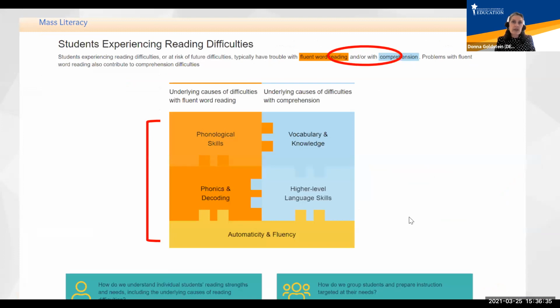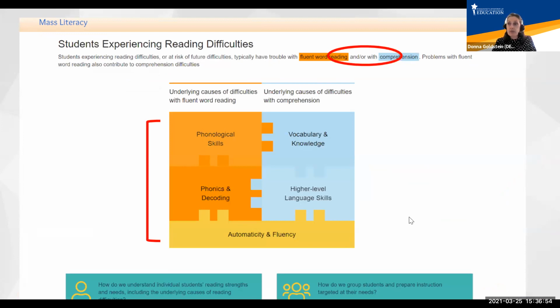So now we'll start to take a closer look. This is the Students Experiencing Reading Difficulties landing page. And the intent of this section is to identify common underlying causes of reading difficulty and point to instructional practices that are often beneficial for students' growth.